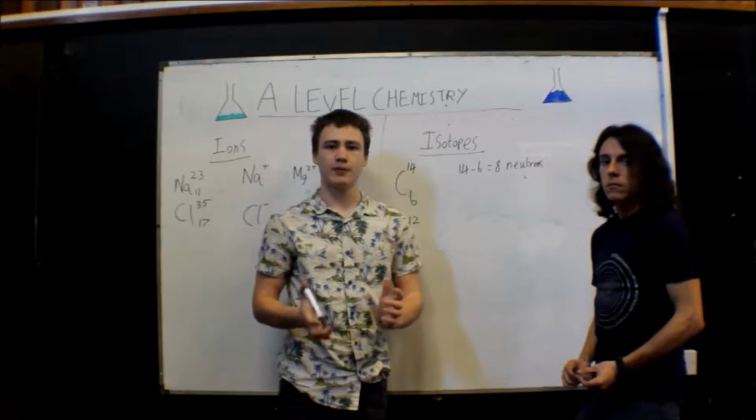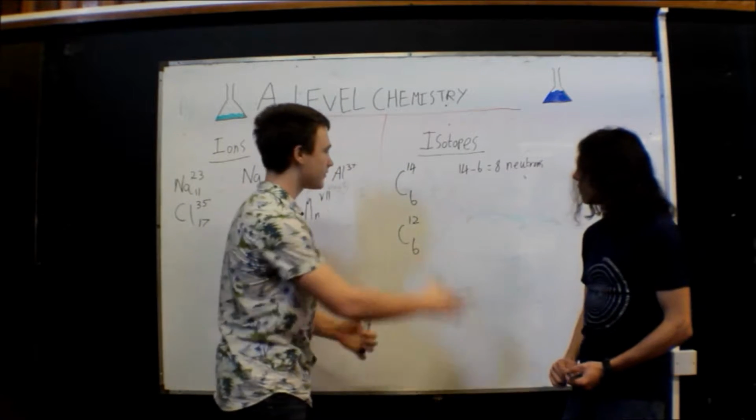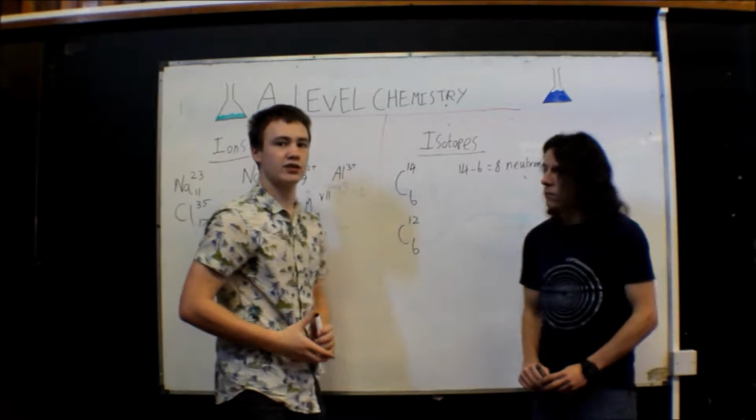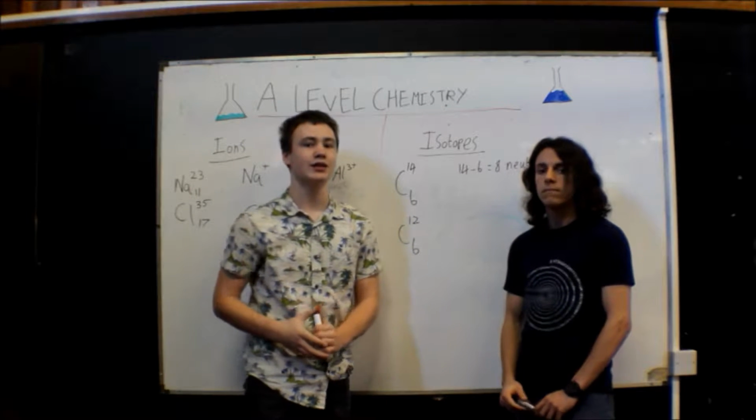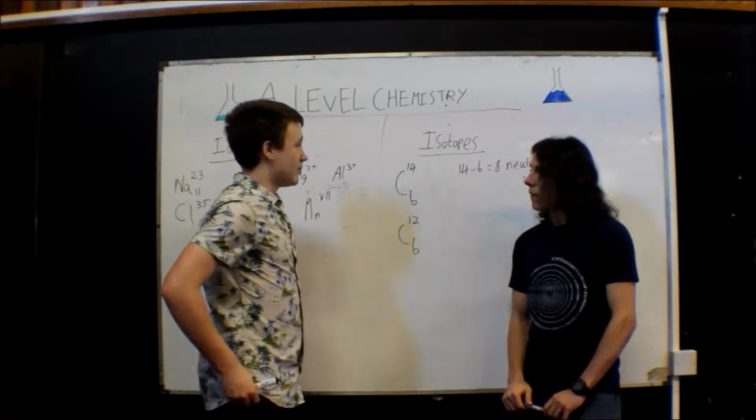So, to sum up isotopes, really, what you can say is there's a different number of neutrons in the nucleus of an atom. That's what an isotope is. I think that basically sums up isotopes.